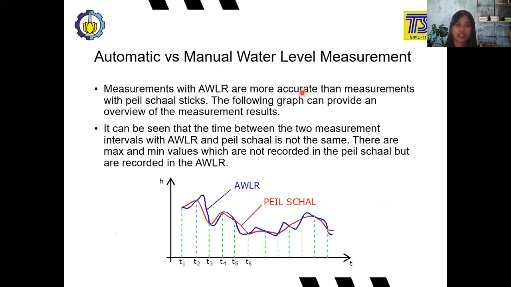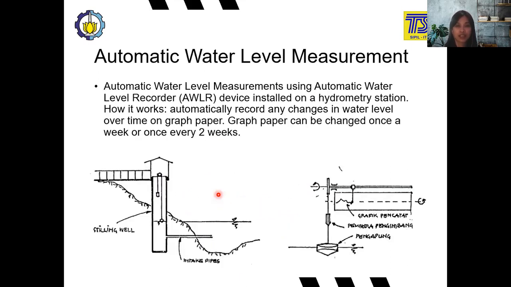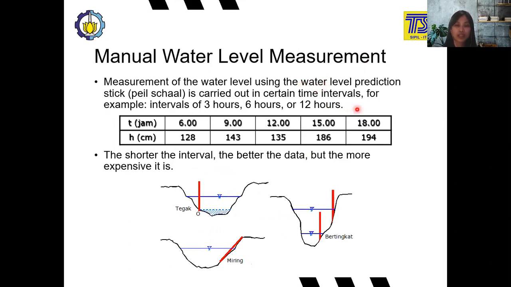And to compare the automatic and the manual water level measurement, the measurement with the AWLR, automatic water level recorder, is more accurate than the measurement with pale shell sticks. And this is the graph which provides the overview of the measurement result. As you can see here, the AWLR, because it is automatic, can present more accurate data than the pale shell. Because for the pale shell, usually there are time intervals. So it depends on the time that you carry out the measurement.